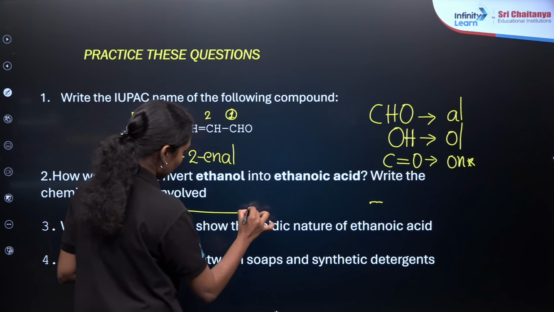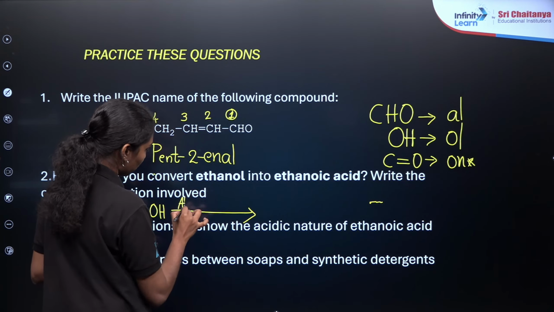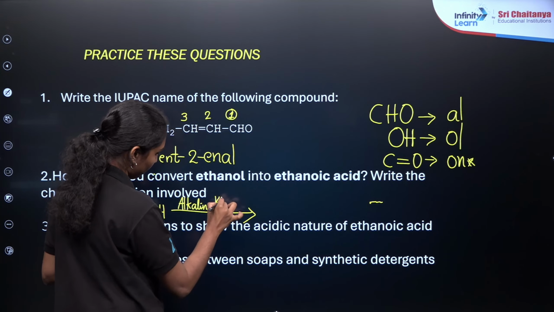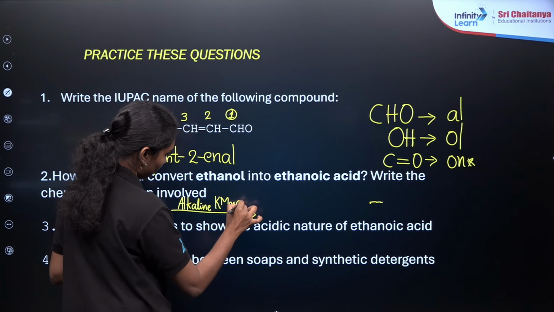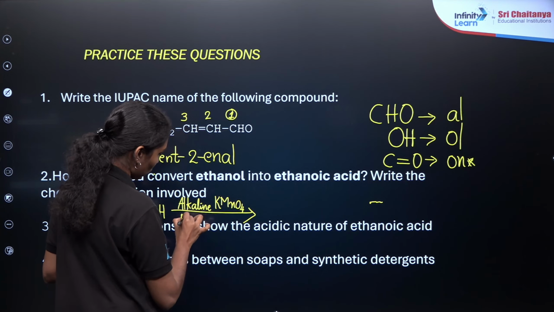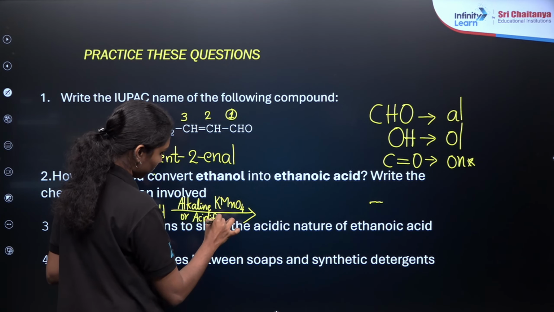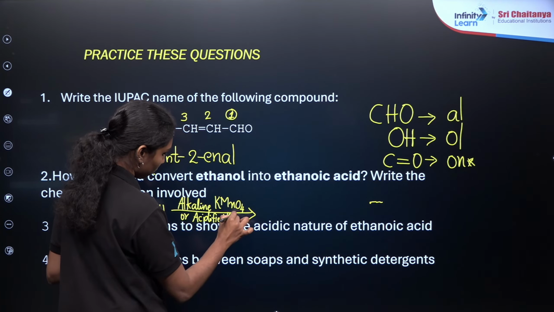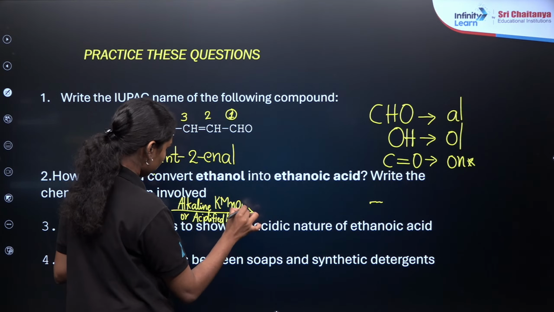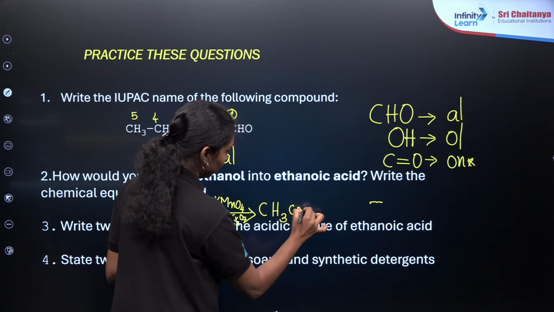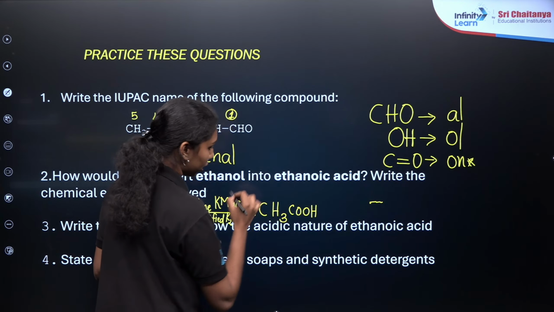We will be treating with either alkaline KMnO4 or acidified K2Cr2O7. That will be forming the corresponding ethanoic acid, right? That will be the chemical equation for the conversion of ethanol to ethanoic acid.